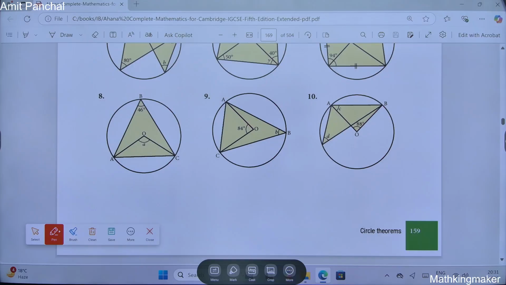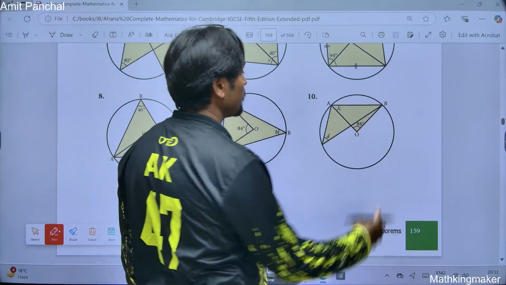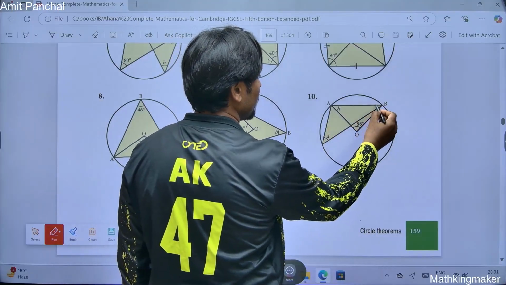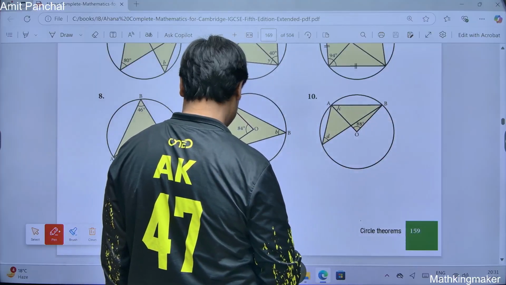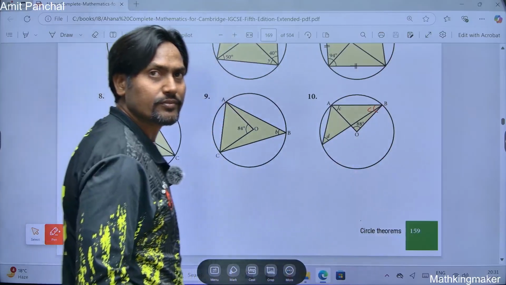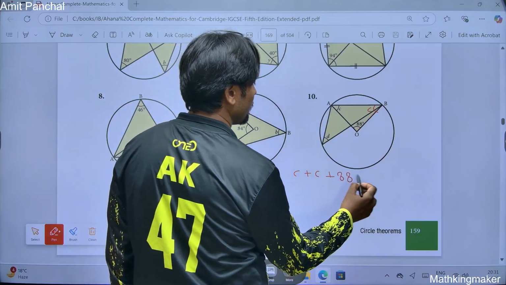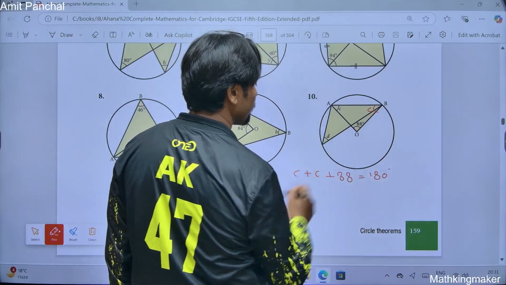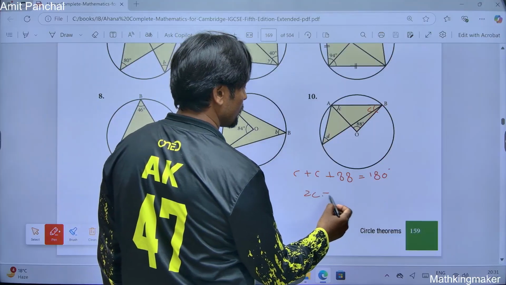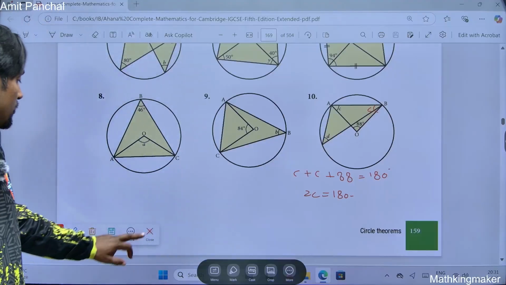How do you find C, sir? Can you see that OA and OB are radius? OA and OB will be the radius, so that is C, and that will also be C. C plus C plus 88 will be 180 degrees. Yeah, it will be 46. Understood?